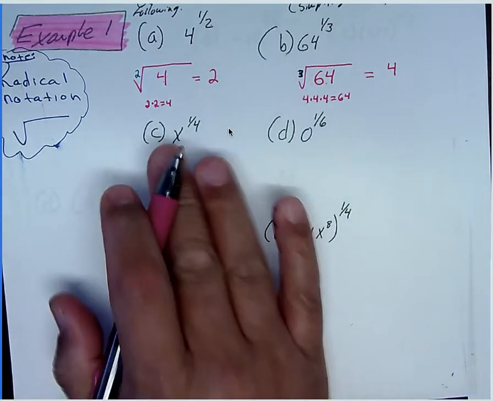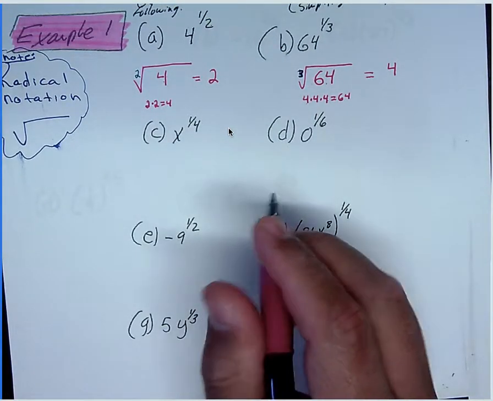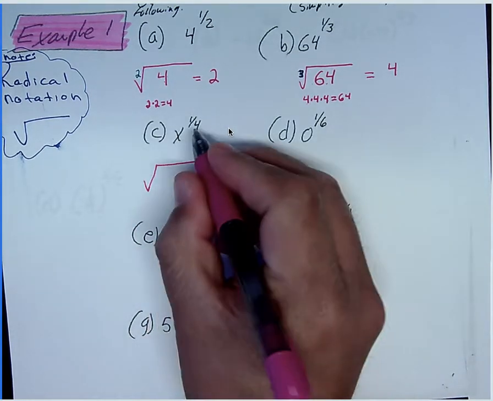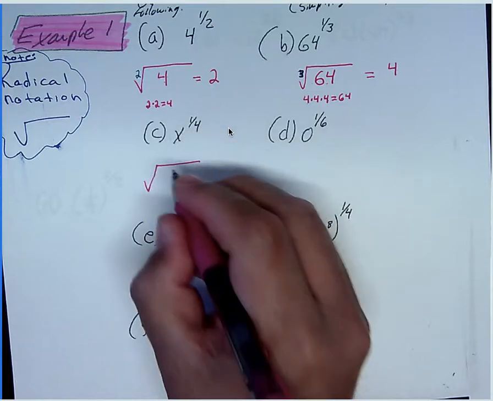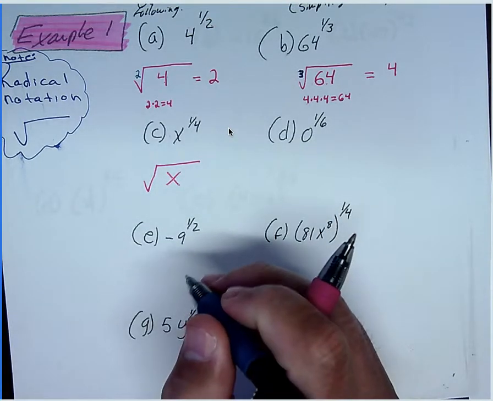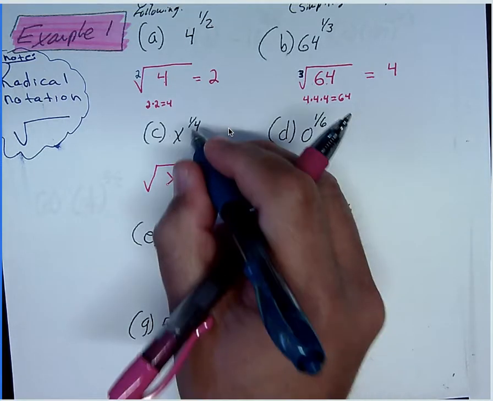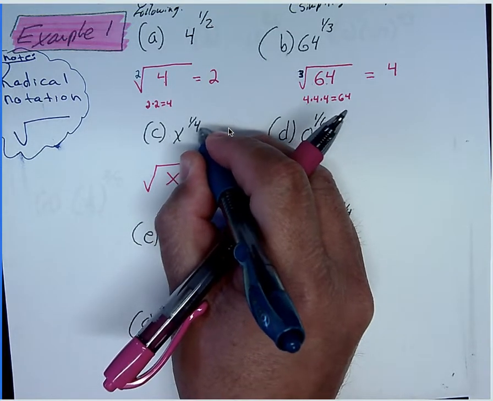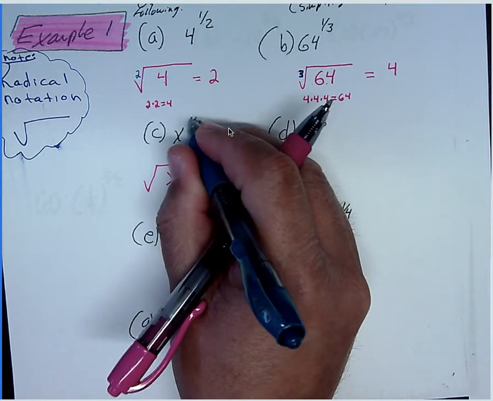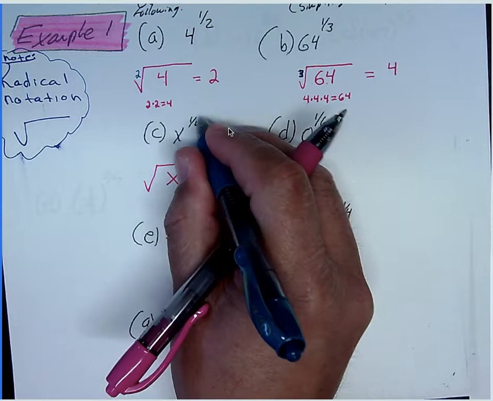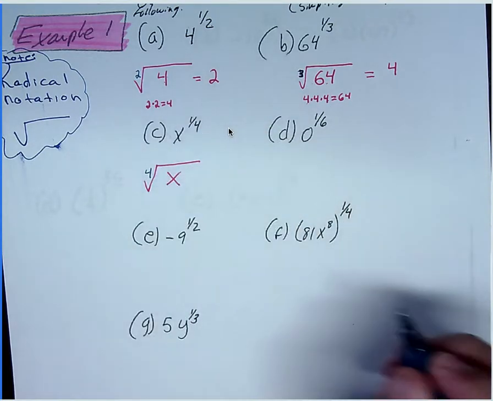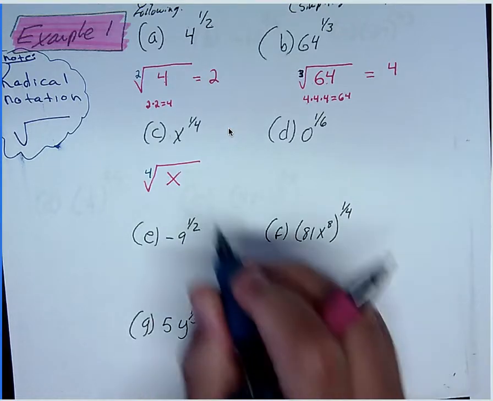Okay, now let's do it with letters. It's just the same thing. You would write the radical, you would put the base inside, and then you would put this as the index. So the number below this fraction, the denominator of the exponent, would be the index here. And that's it for that one.